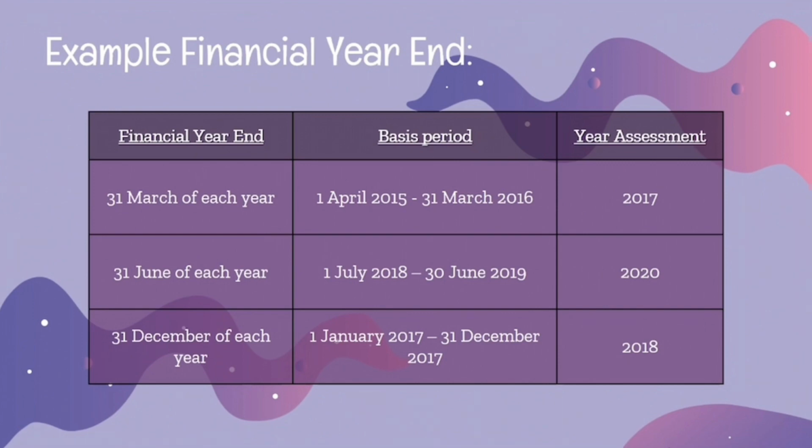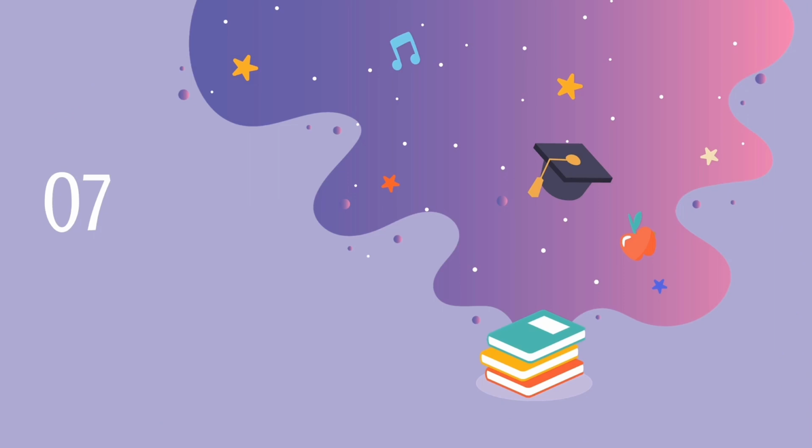Next, if the financial year ends 30th June of each year, the basis period will fall under 1st July 2018 until 30th June 2019, and the year of assessment will be the year 2020. And the last one, if the financial year ends 31st December of each year, the basis period will fall under 1st January 2017 until 31st December 2017, and the year of assessment will be 2018.